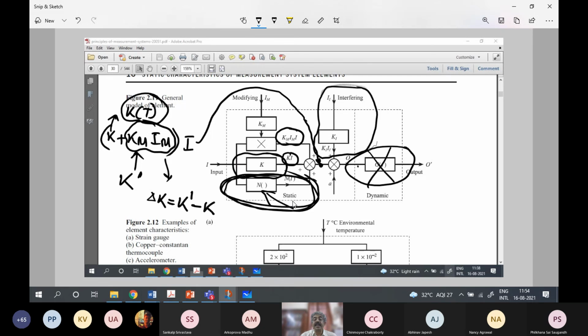So what have we seen? We have seen the structure of the instrument. There is an interfering input, which is additive. There is a modifying input, which is multiplicative. There is a nonlinearity effect, and potentially when the input is varying, there could be a dynamic effect, which is not applicable for steady input measurements. Then you can ignore it. So this constitutes the overall structure of the instrument.